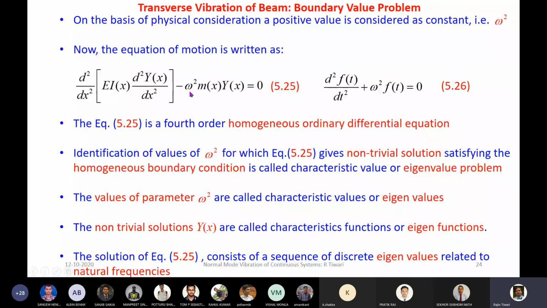Here this omega will have infinite values. In the discrete system, we had n eigenvalues from the eigenvalue problem, but here we will find that we have an infinite number of possibilities for which this differential equation will be satisfied along with the boundary conditions, and those will be related to the natural frequencies.